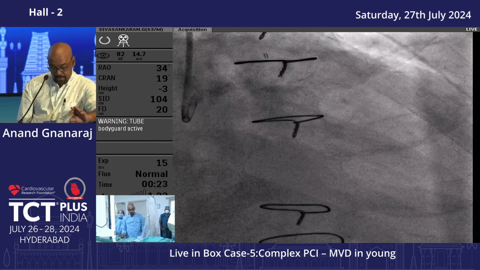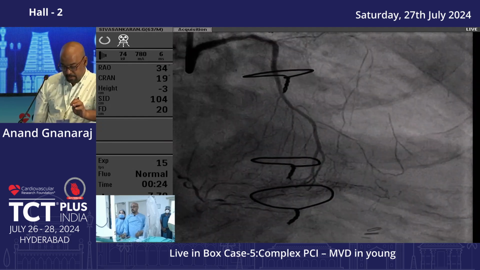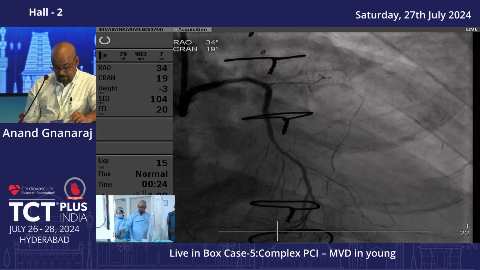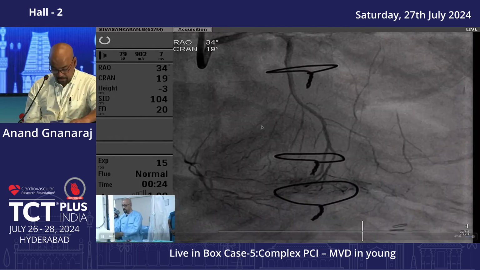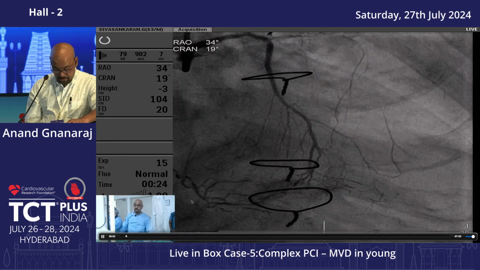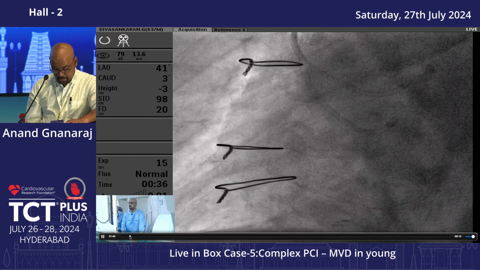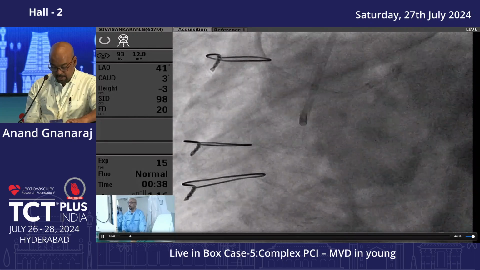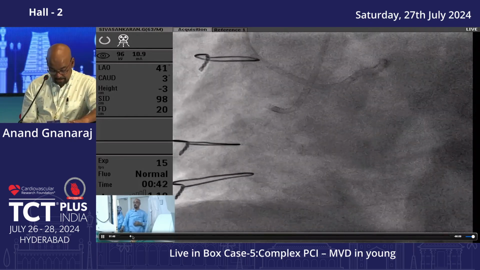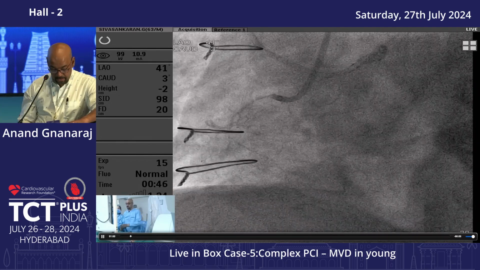It looked quite good for retrograde. So I brought in the other catheter for a dual injection.